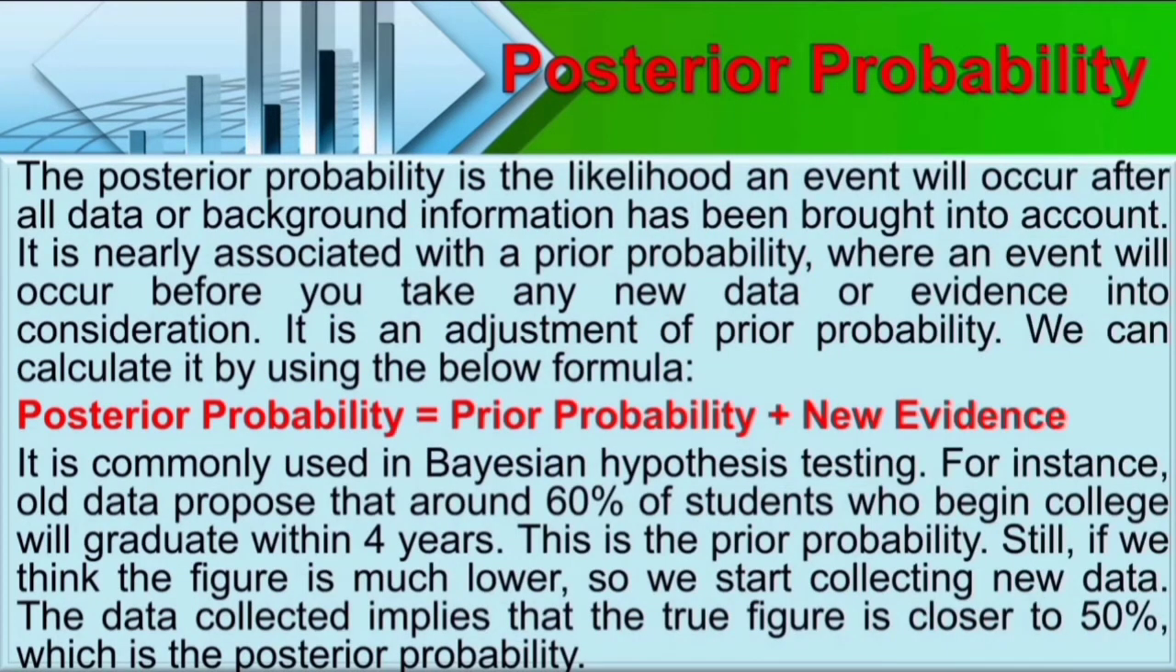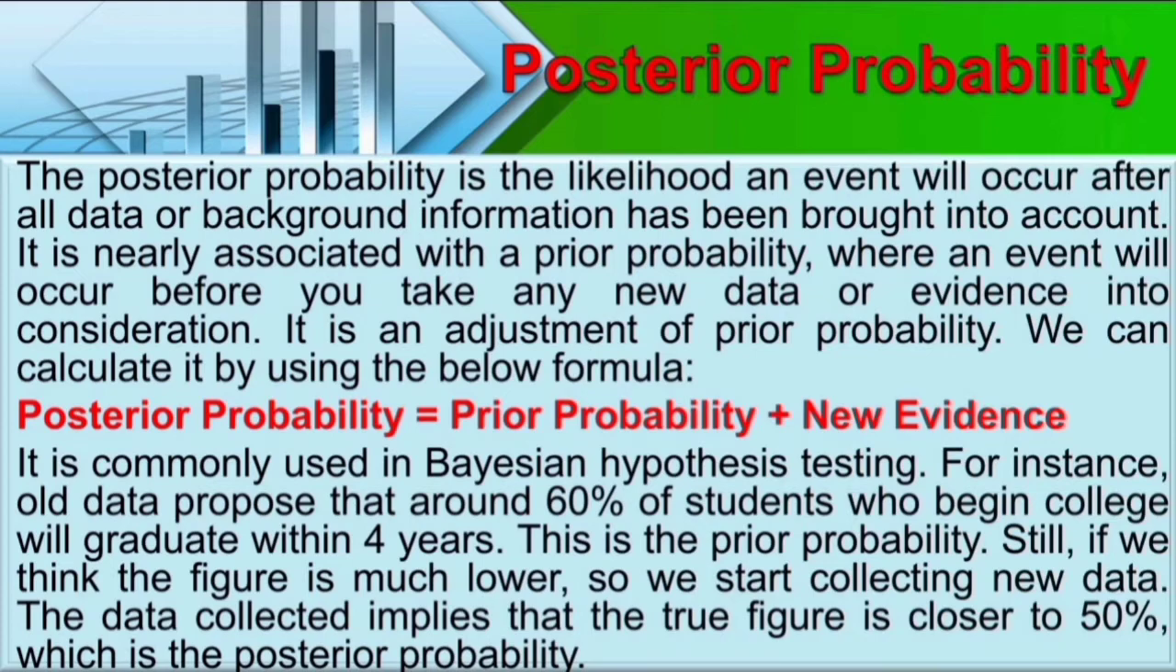variable. Posterior probability. The posterior probability is the likelihood an event will occur after all data or background information has been brought into account. It is nearly associated with a prior probability, where an event will occur before you take any new data or evidence into consideration. It is an adjustment of prior probability. We can calculate it by using the below formula. Posterior probability is equal to prior probability plus new evidence.